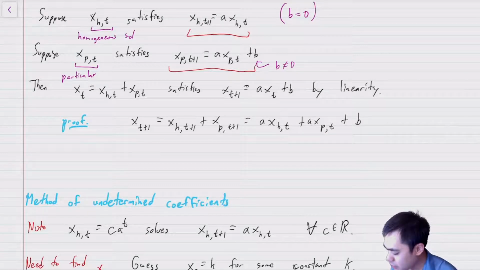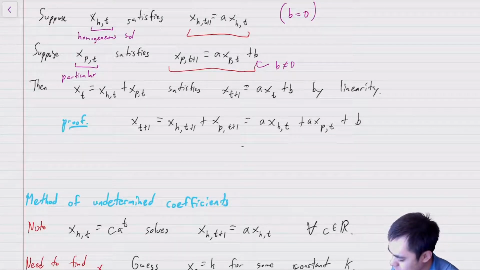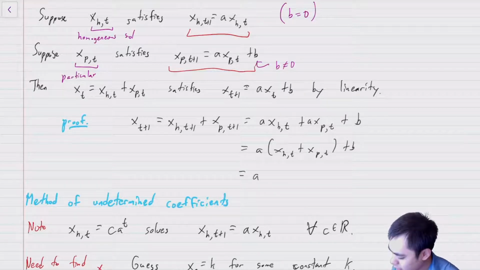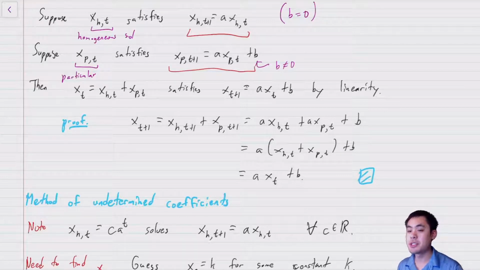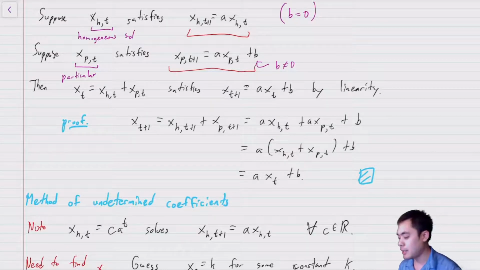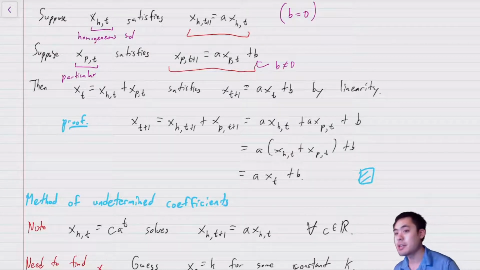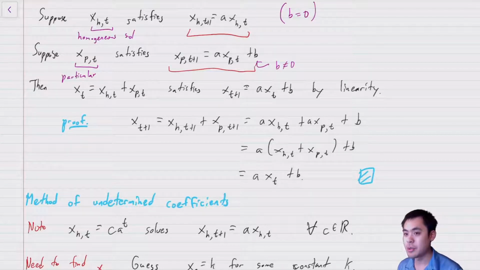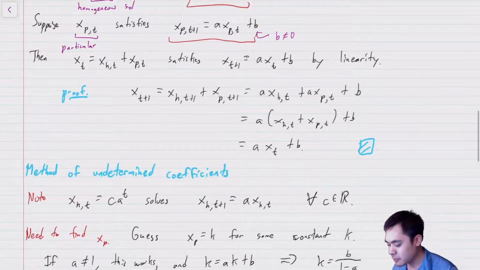But of course, then we can collect together these terms, and this is equal to a times x h comma t plus x p comma t plus b, which is equal to a times x sub t plus b. And the key step of this proof is just that we can break up everything and sum together different parts. And that is precisely because we're working with linear difference equations, just as in the principle of superposition for linear differential equations.